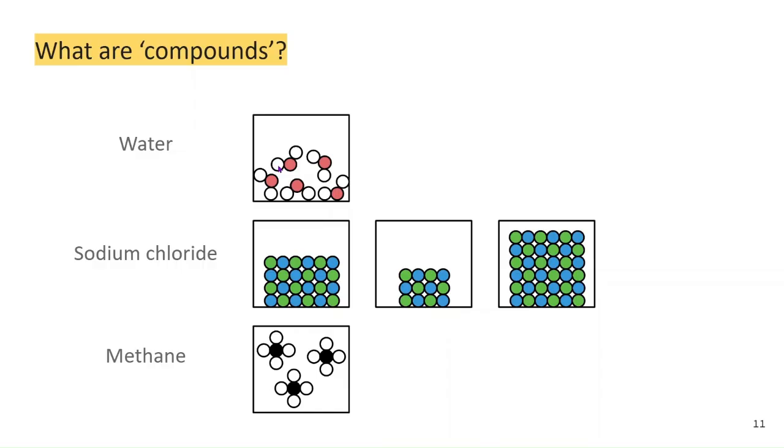So water is made up of two H's, two hydrogens, and one O. So its formula would be H2O, right? Sodium chloride, which is just table salt, is made up of one sodium atom for every one chlorine atom. So these lattice structures, yes, they can repeat forever, but when we're identifying them, we're looking at the fixed ratio, right, between these, which would be 1 to 1. For every one green, there's one blue. This methane is made up of one carbon and 4 hydrogens, so it would be C for carbon and H for hydrogen, CH4.